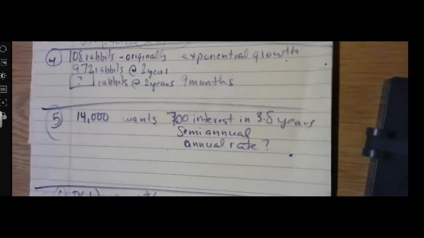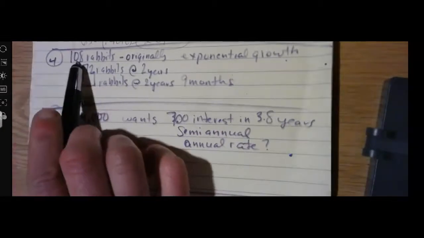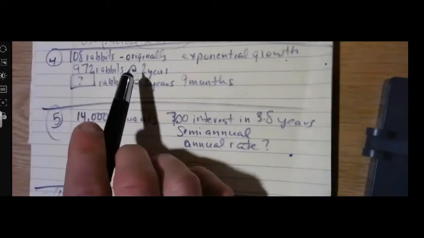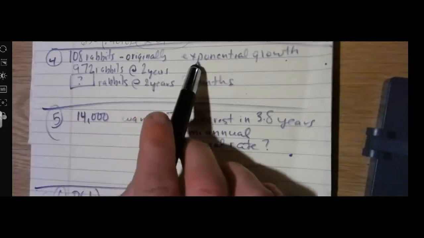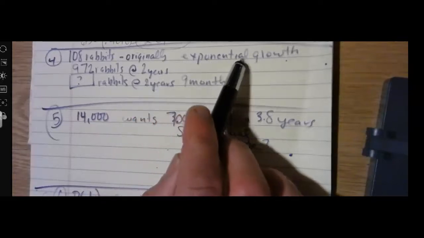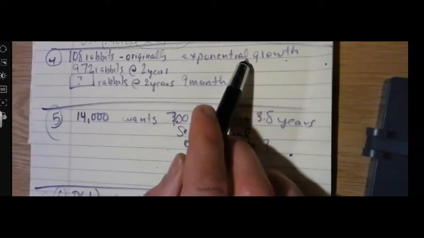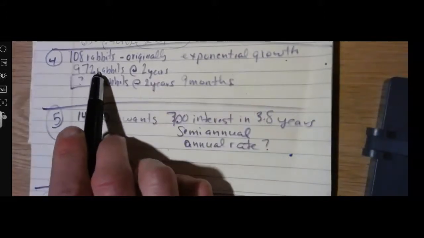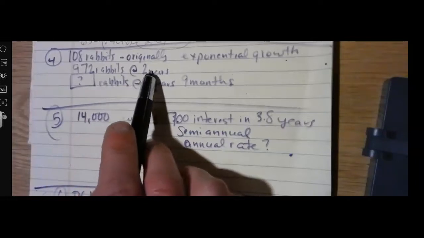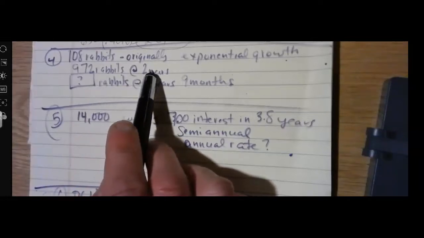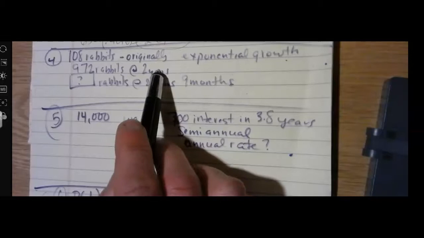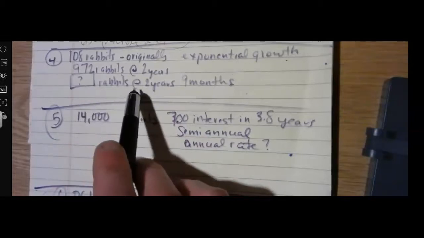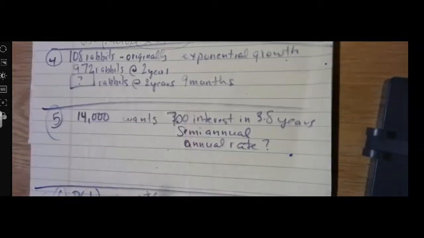All right, now number 4, they start off with 108 rabbits, and that's the original population. They're saying that the population of these rabbits grows exponentially. If you know about rabbits, you know that they increase their population very quickly. And they tell us that there's 972 rabbits 2 years later. So what we want to know is, how many rabbits will there be in 2 years and 9 months? Okay, that's what they're asking us.